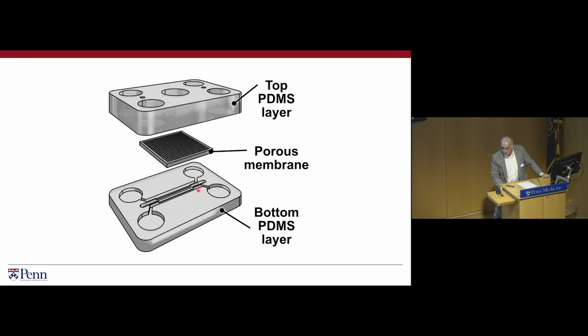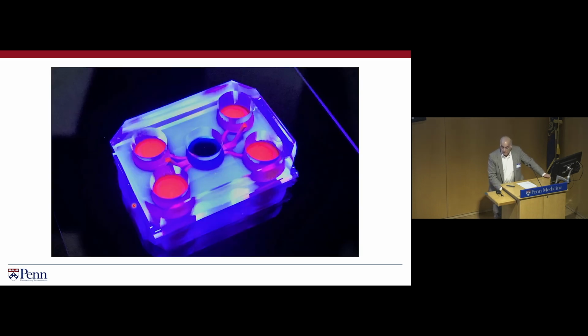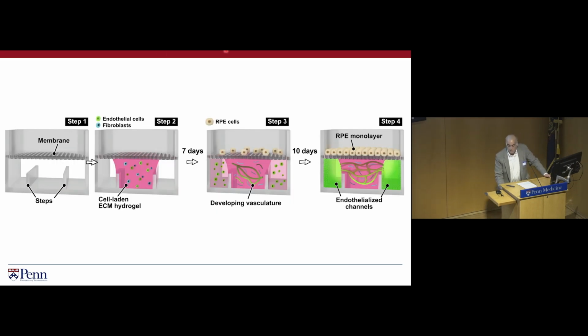It has some channels in it, as you can see here, and some wells in the bottom layer. This is the model, the apparatus with red dye in it, and I think you can see the wells filled with dye, as well as the channels which contain the dye, showing you how they're all interconnected. This is a cross-section through a particular well in the model, and you can see that there's a top layer, there's a porous membrane, and there are channels below it. This is the bottom chamber, and it has steps between it.